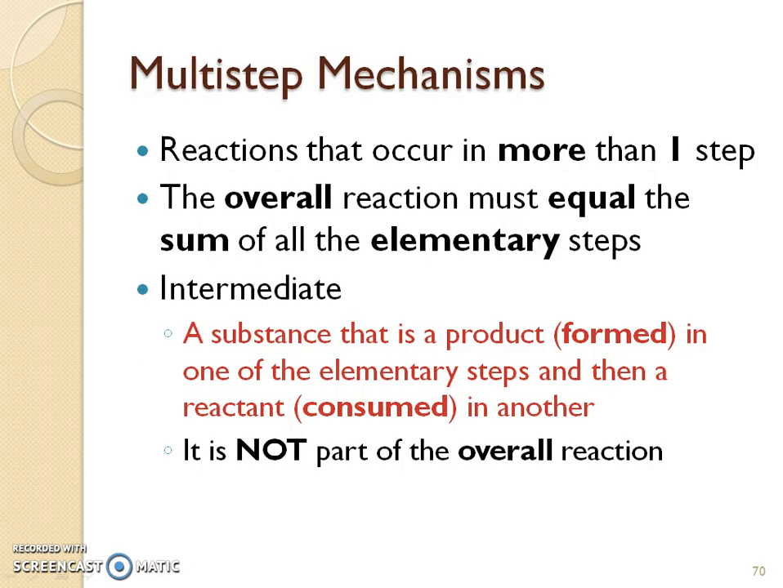Again, these multi-step mechanisms mean that these reactions occur in more than one step, but the overall reaction has to be equal to the sum of those elementary steps. So again, just like that delta H that we did way back in the day in chapter 5, right? To figure out the delta H of the overall, if they give you multiple steps, you've got to figure out the delta H of each individual step and then add them up at the end. And I want to remind you that the intermediate is a product formed and then it's consumed later as a reactant, and it is not part of the overall reaction.